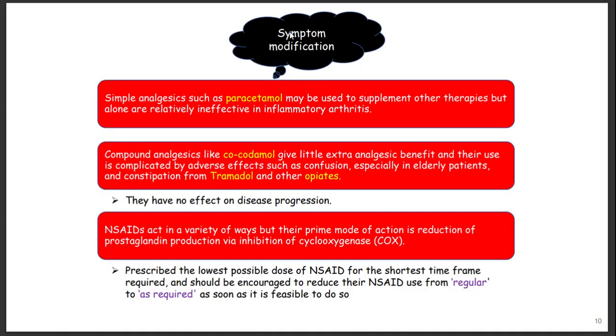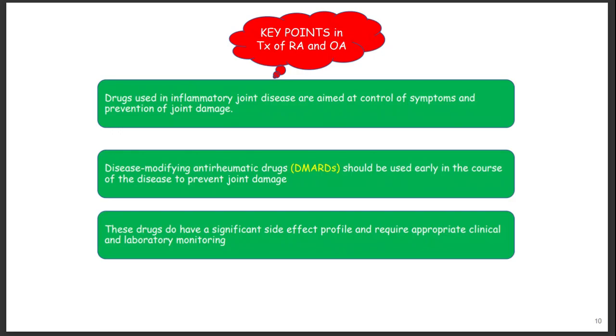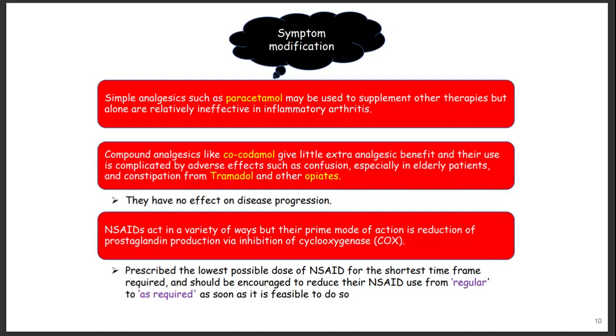So about the symptoms, remember we've said that we give these drugs to control symptoms and to prevent damage. So for symptom modification, you can give simple analgesic drugs that stop pain like paracetamol, okay, to supplement other therapies, but alone they are relatively ineffective in inflammatory arthritis. If you give paracetamol alone or an NSAID alone, it might not help. You are giving it as you are also giving other drugs that should be helping now with the actual problem that you have.